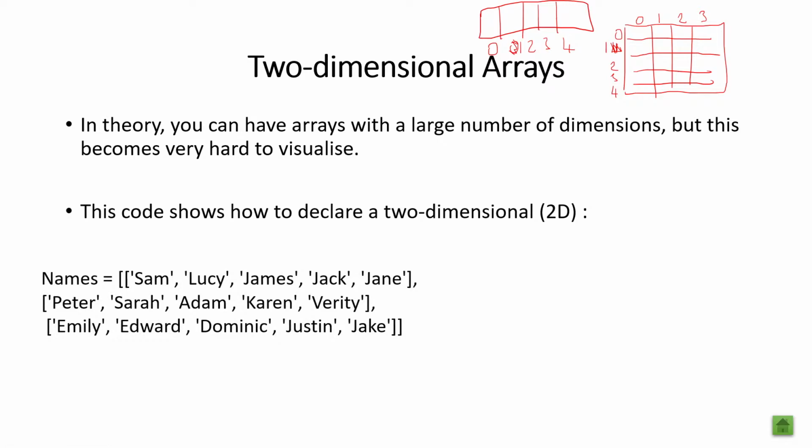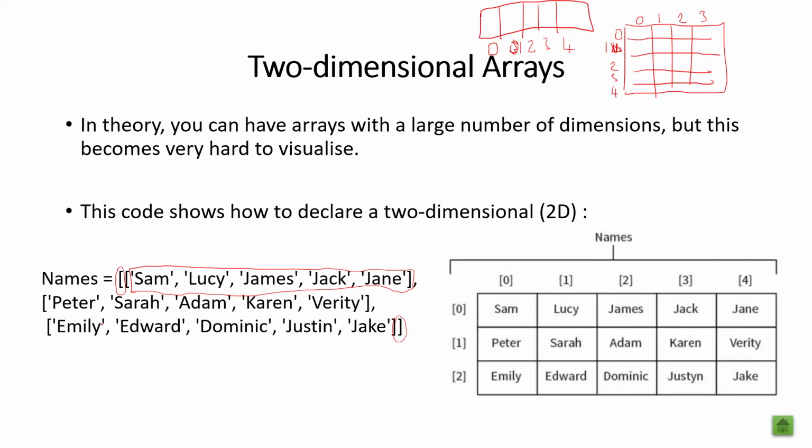So here, this code shows that we have 2 dimensions. This is us declaring a 2-dimensional array in pseudocode. You can use rounded brackets or square brackets; we won't penalize you for that. You can see the outer brackets, and inside each one you've got a second set of brackets. So we've got Sam, Lucy, James, Jack, and Jane. Then on the next one we've got Peter, Sarah, Adam, Karen, Verity, and then we've got Emily, Edward, Dominic, and Justin.